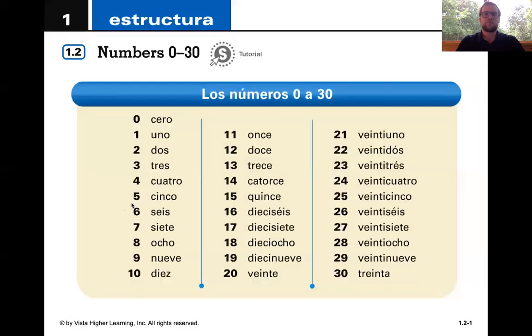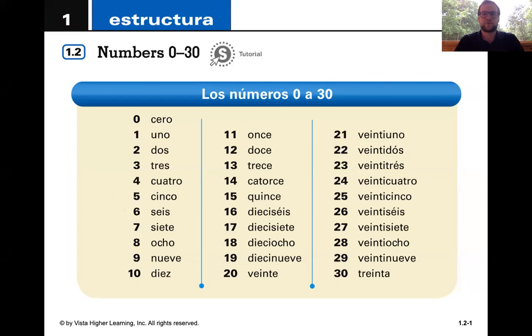Muy bien. Aquí tenemos los números, and so make sure you're following along. You can pause the video now to go ahead and write down the numbers. But let's go through them. So aquí tenemos 0 to 30. So let's follow along with me in español, ¿ok? Voy a repetir todos los números y ustedes también, you all need to follow along. Ok, empezamos.